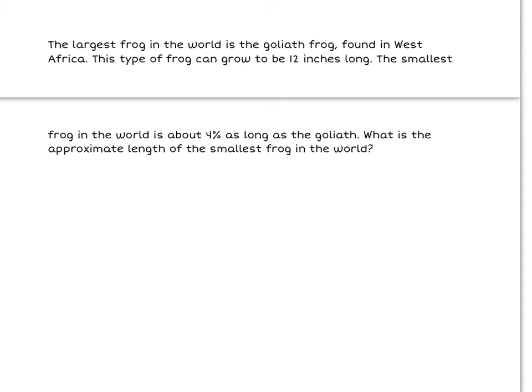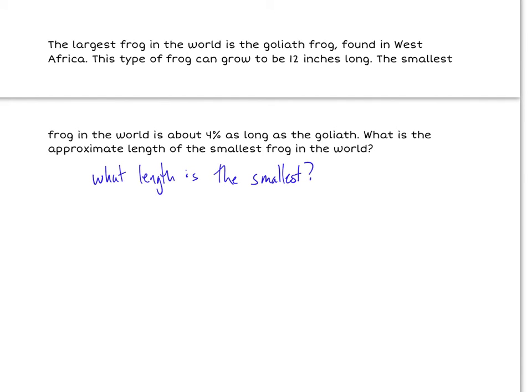So we just set up, what is it asking? It's saying, we want to know what length is the smallest frog? Okay, that's the question. You don't have to rewrite that question. That's the question it's asking, right? What's the length of the smallest frog? Okay. What do we know?